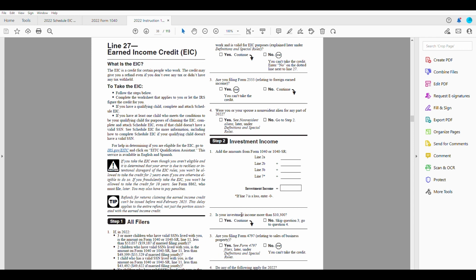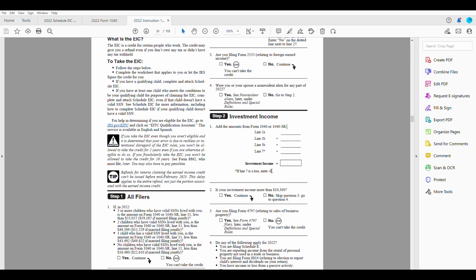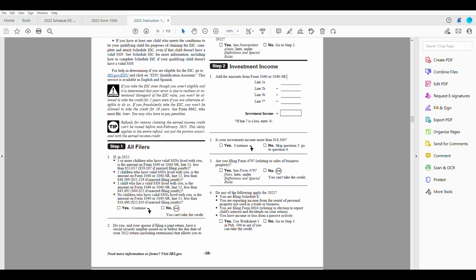Is your investment income more than $10,300? No, it is not, right? We only have $100 of investment income. You would skip question 3 and go to question 4, which is right here.